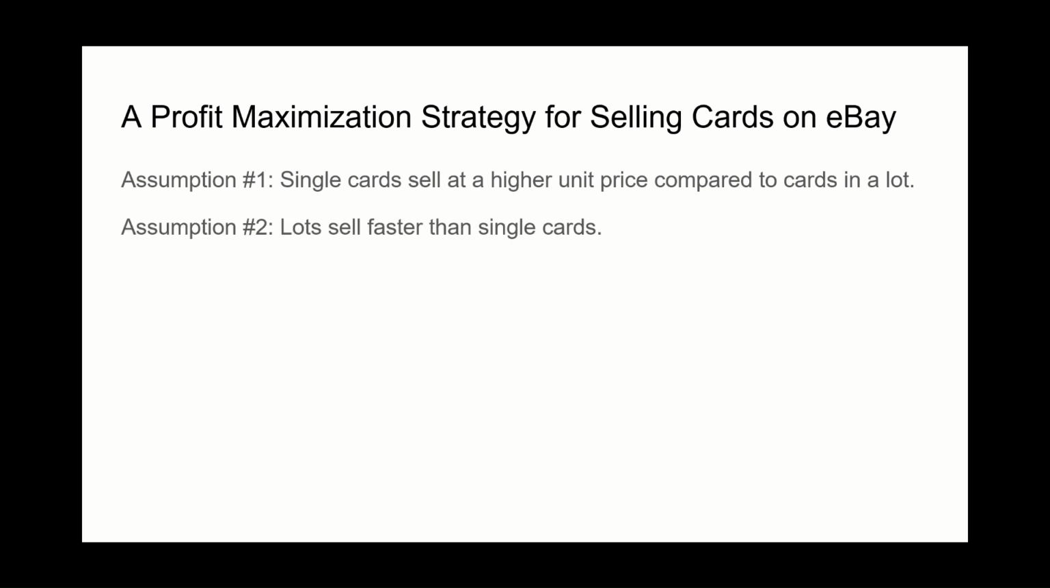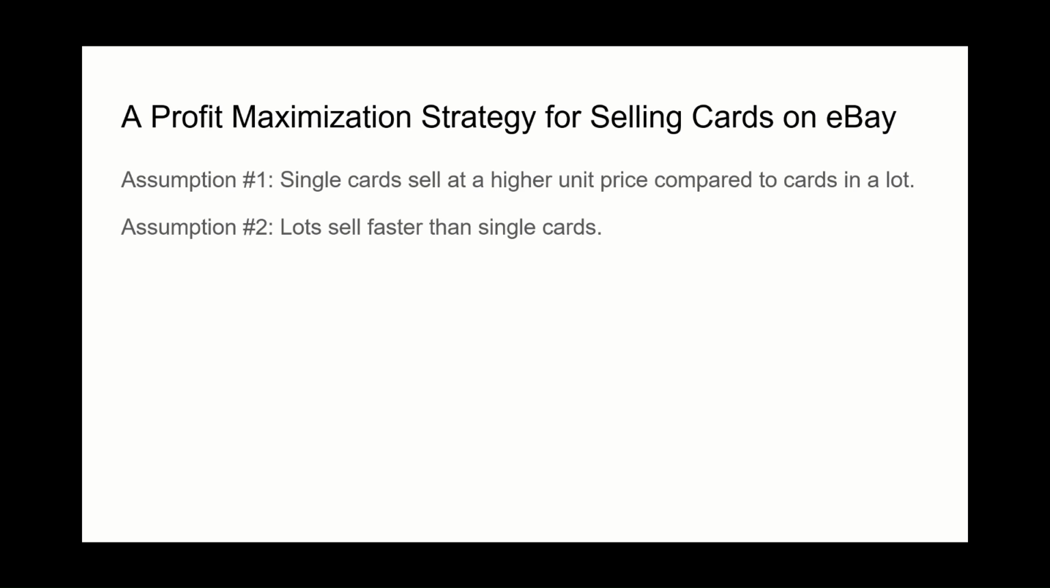Well, not so fast. The second assumption here is that lots are going to sell faster than single cards. And so while assumption one might dictate just listing singles to your store, if you had infinite time over the course of all of time, you will maximize profit by selling all this. You have to consider sell-through rate and turnaround time, and it is a truth that I assume that lots sell faster than single cards. So you can kind of see the trade-off here.